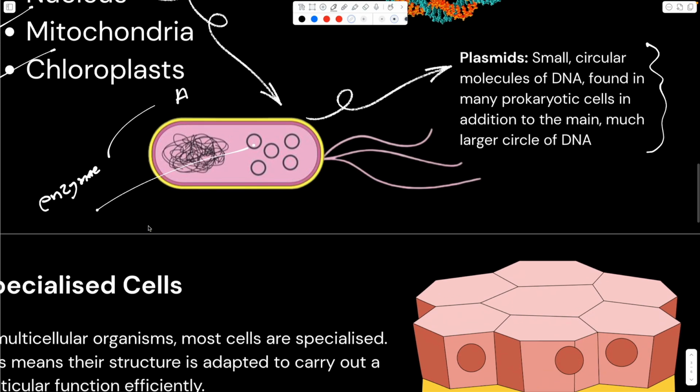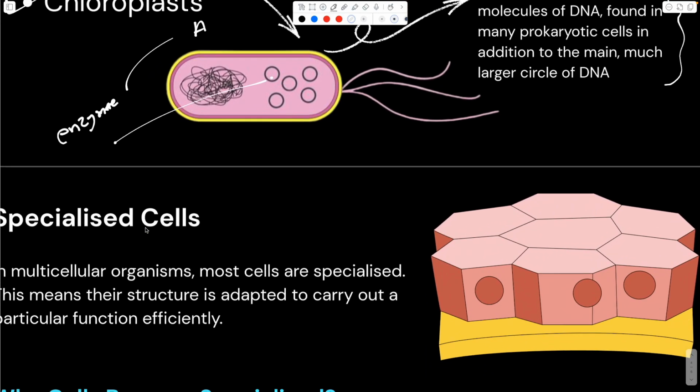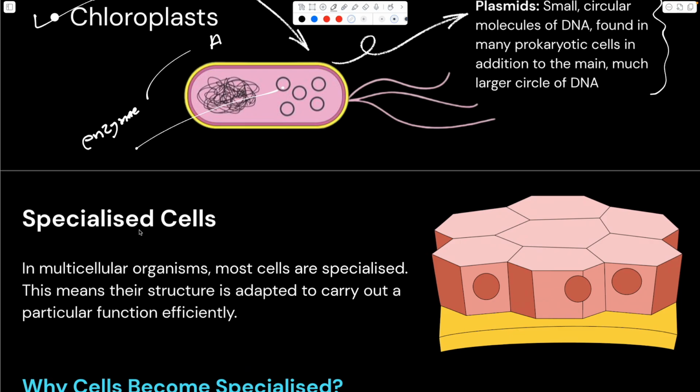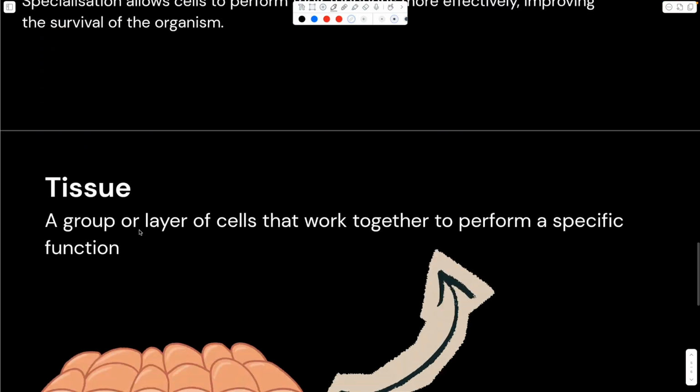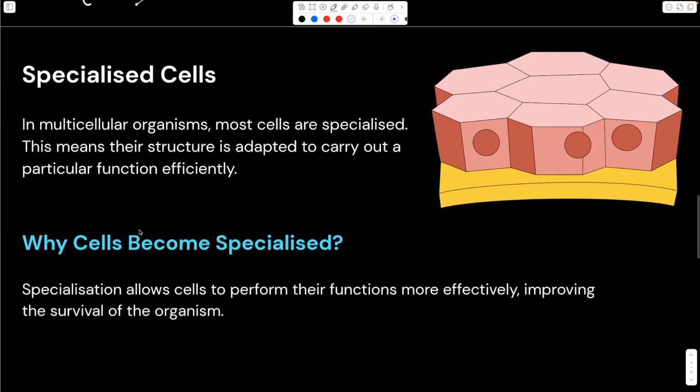So stay with me. Now we'll look at specialized cells. Okay. Specialized cell. What is a specialized cell? In a multicellular organism, most of the cells that you have seen are specialized. For example, these could all be muscle cells. These cells are specialized to carry out a particular function efficiently.